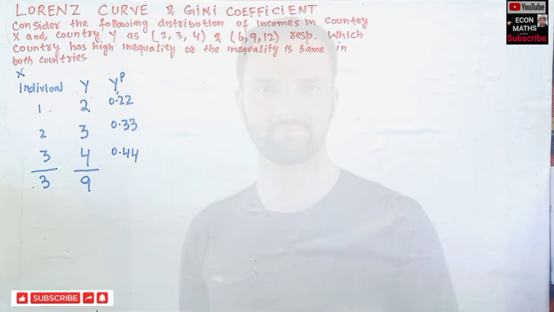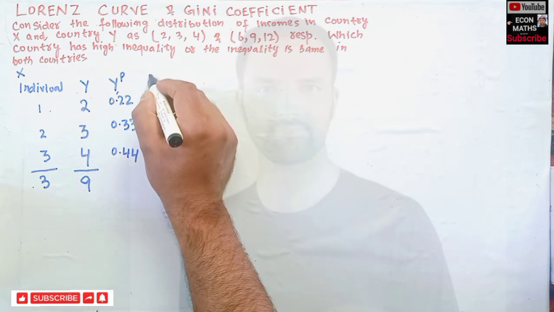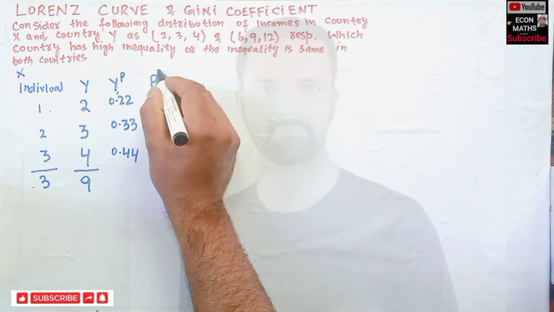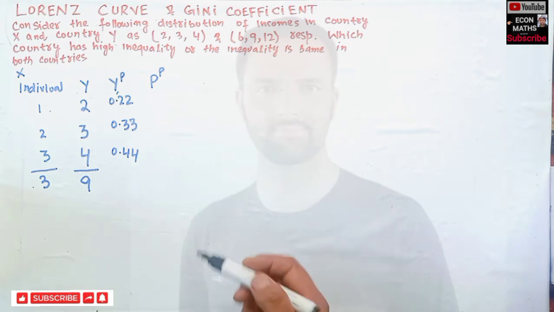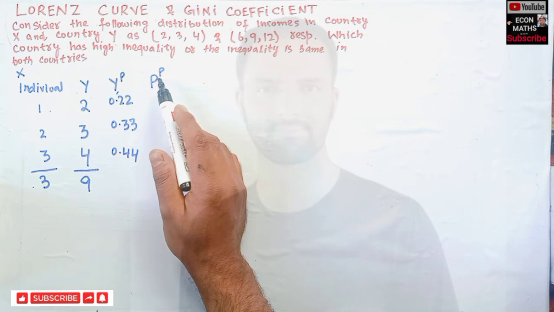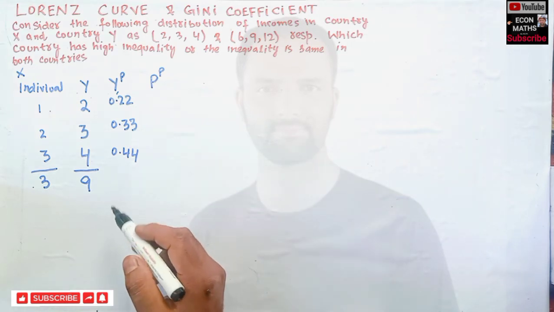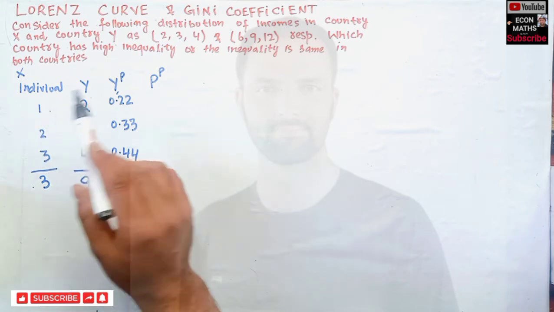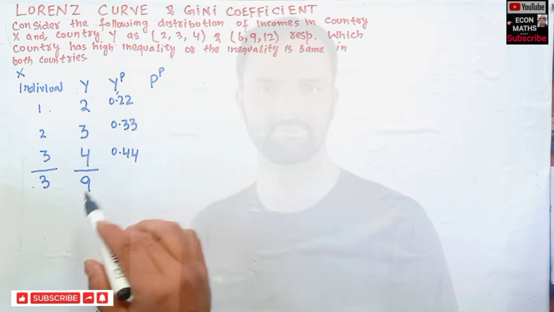the income is owned by the third individual. Similarly, we find the proportion of population. So I'm just using p superscript p for the proportion of population of each person. Okay, what is the total share of population of the first individual in total population?